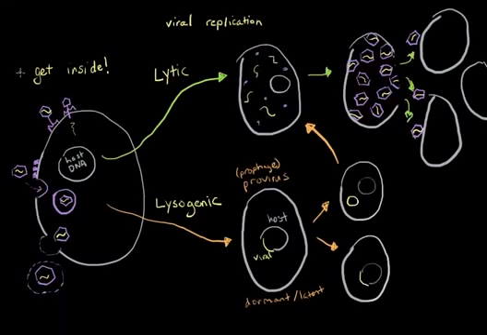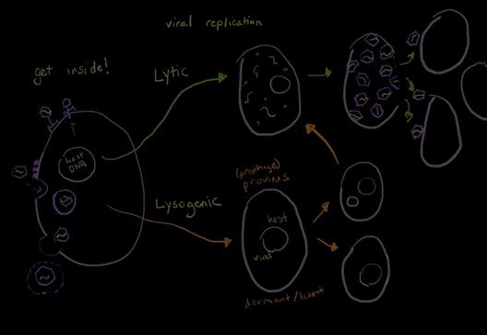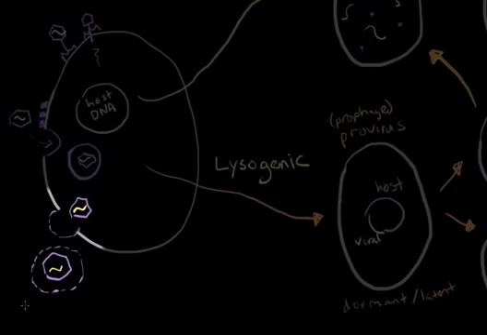So you might have an understanding of viral replication, but there's one special case that doesn't quite fit neatly into the box of lytic or lysogenic, and that's what we're going to talk about. So that special case is called a retrovirus.